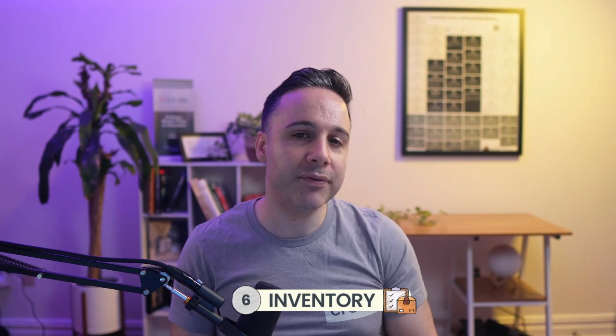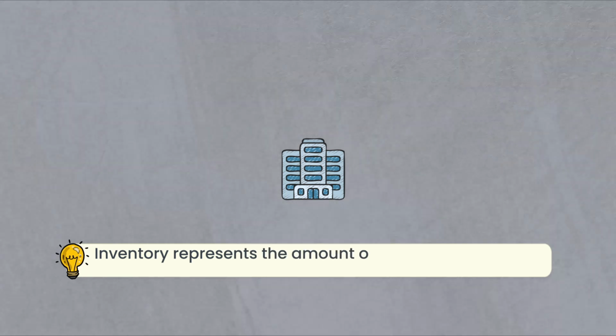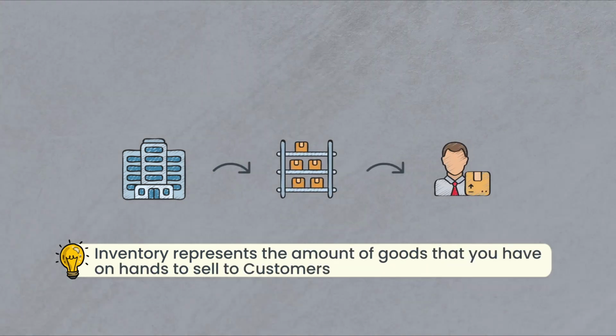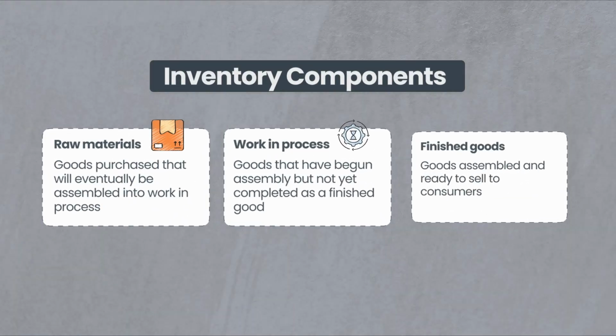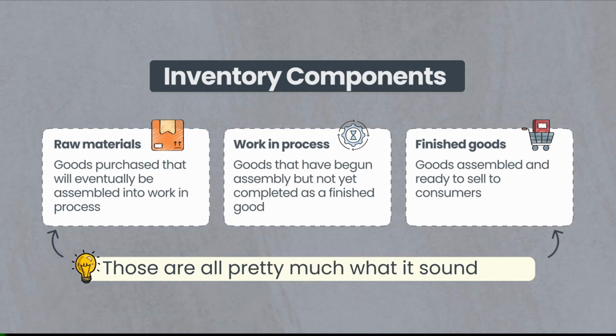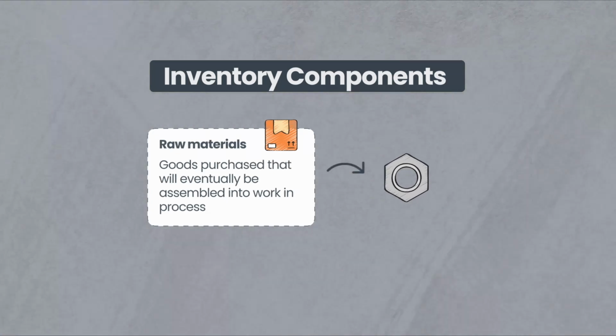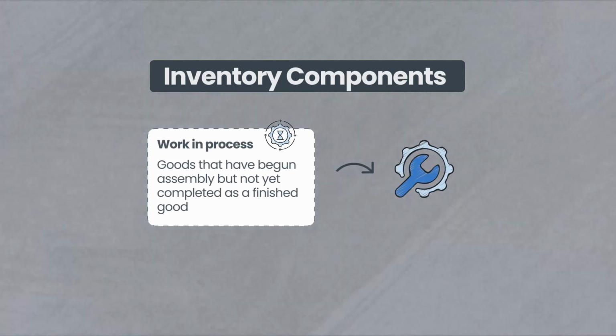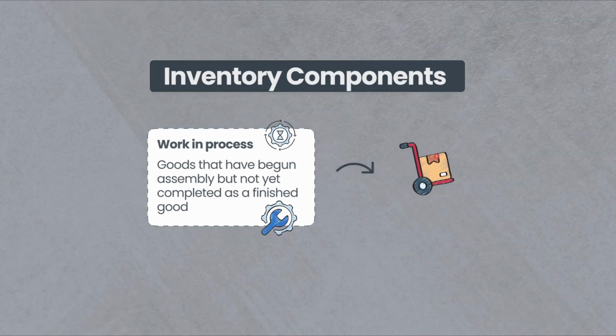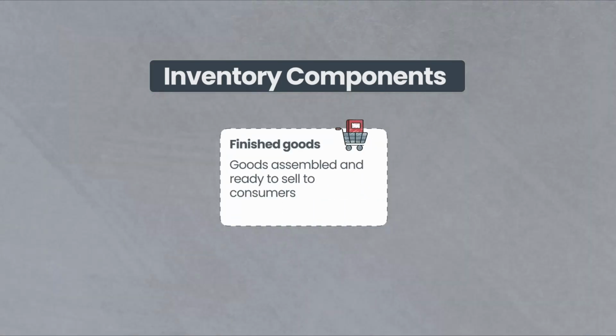All right, number 6, inventory. Inventory represents the amount of goods that you have on hand to sell to customers. Now, that inventory can be at different stages of production, most commonly broken out by raw materials, work in process, or finished goods. Those are all pretty much what they sound like. Raw materials is like the nuts and bolts before you do anything with that. Work in process is when you start assembling them together, but your product is not fully ready. And finished goods is finished goods.